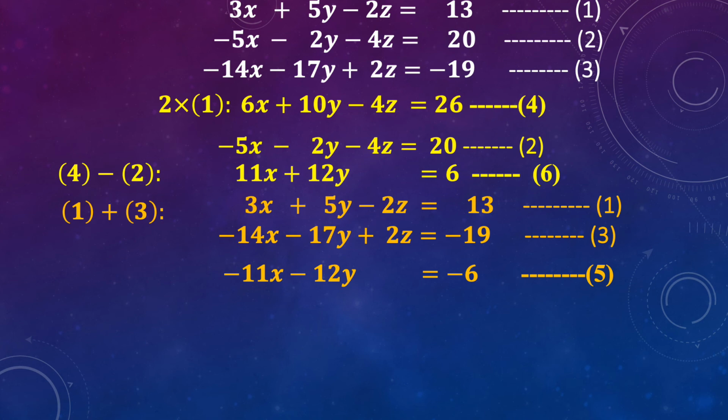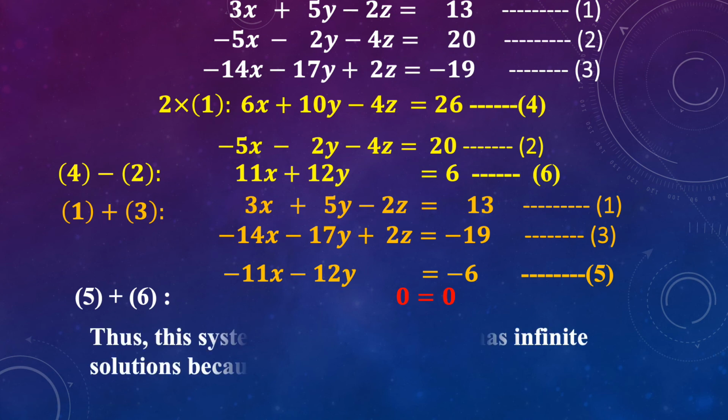Then you eliminate x or y from equation 5 and 6. So I eliminate x from 5 and 6. So you can see the coefficient is the same, but the signage is different. So I add 5 and 6 together. You will notice that you get 0 equals 0 because 6 minus 6 equals 0, 12y minus 12y equals 0, and 11x minus 11x also 0. So you get the result 0 equals 0.